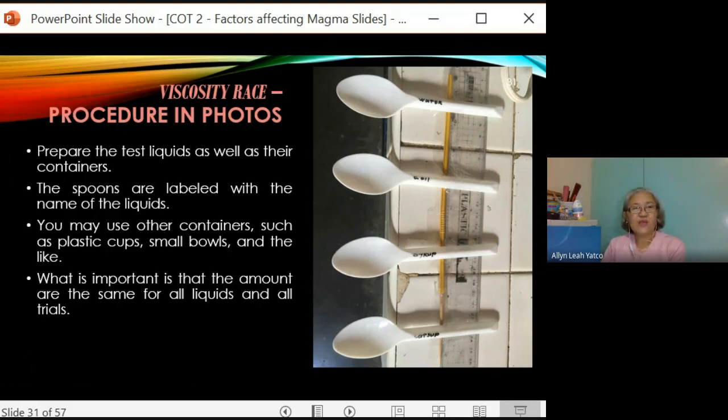Prepare the test liquids as well as their containers. In this case, I used a spoon so that I would have similar amounts of the liquid. You may use other containers such as plastic cups, small bowls, and other containers which you might have. What is important is that the amount is the same for all liquids and all trials.